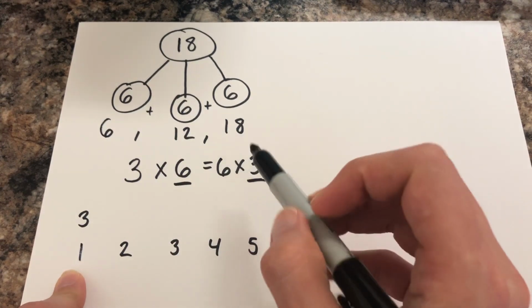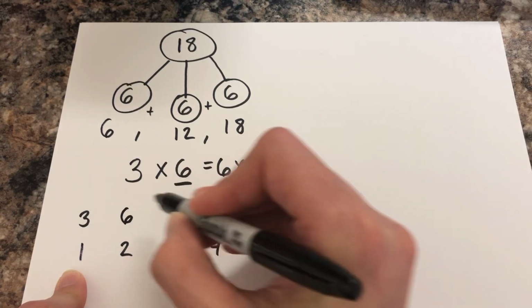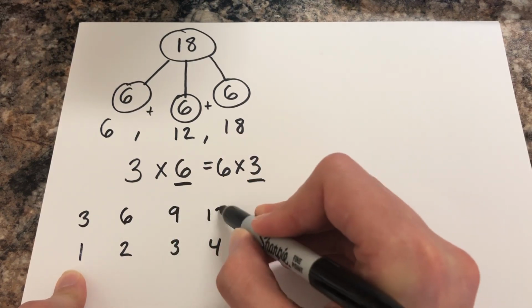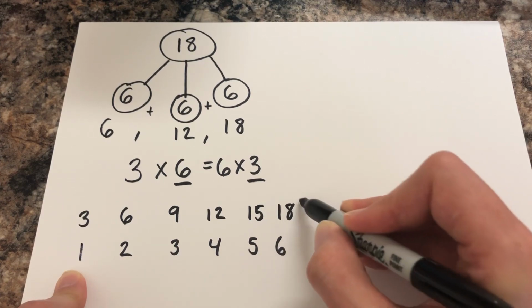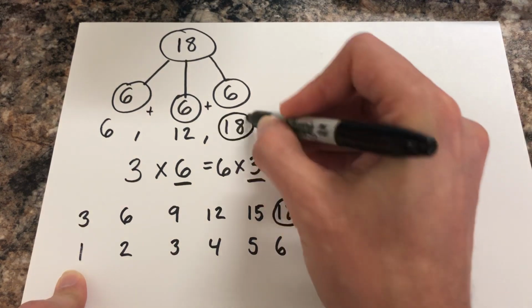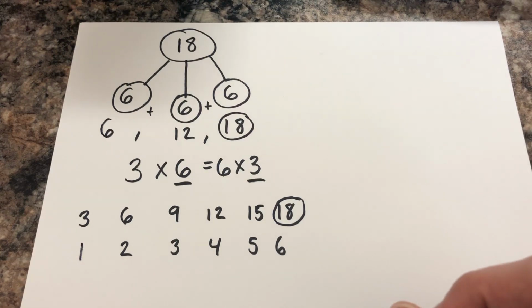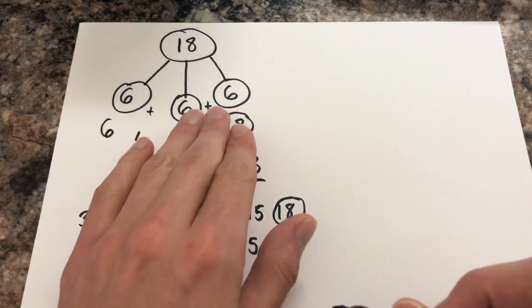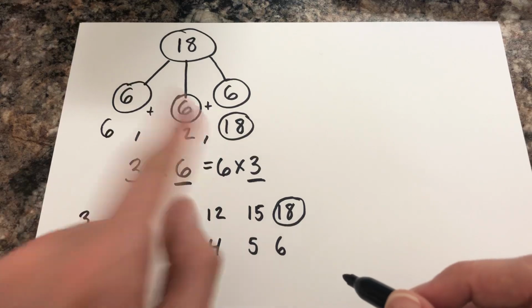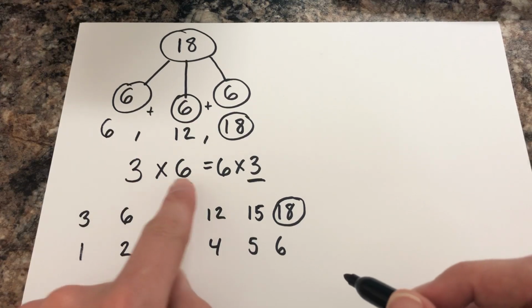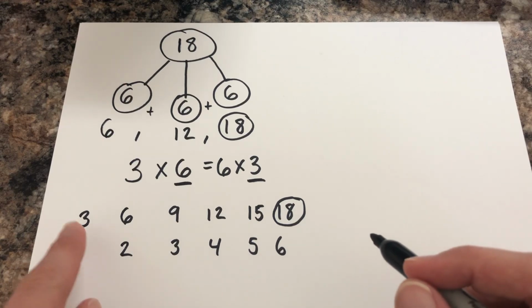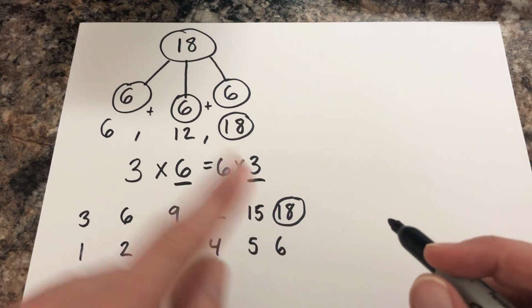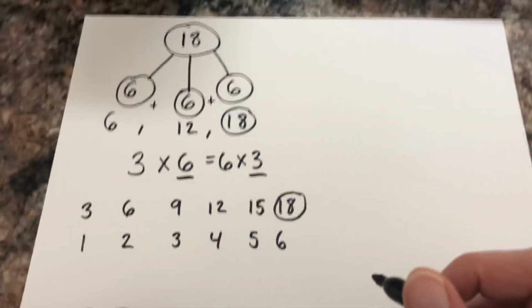Should be 18. 3, 6, 9, 12, 15, 18. Yep. I get to 18 both times. So in this kind of problem, you may think, I don't know how to count by 6s. But you know what? I know that 3 times 6 is the same as 6 times 3. Therefore, I can count by 3s. 3, 6, 9, 12, 15, 18. Boom. My answer is 18.